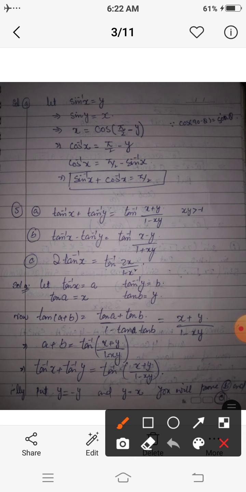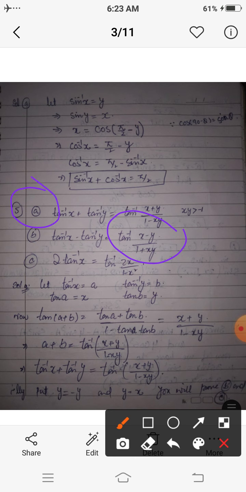The b part: tan inverse x minus tan inverse y is tan inverse of (x minus y) upon (1 plus xy), and twice tan inverse x is tan inverse of 2x upon (1 minus x square). Now we will prove part number a.